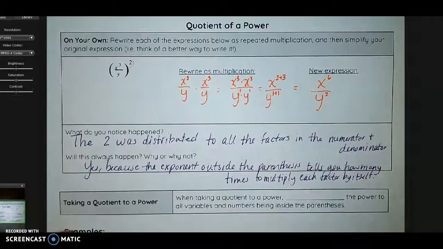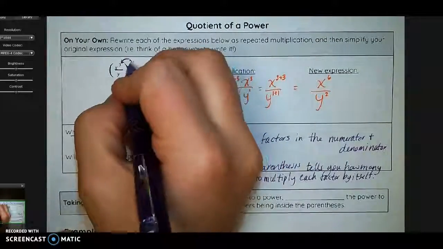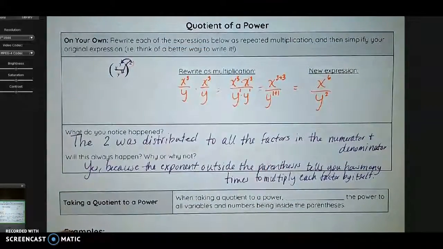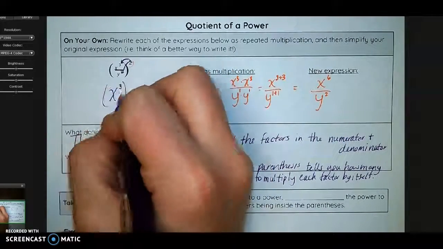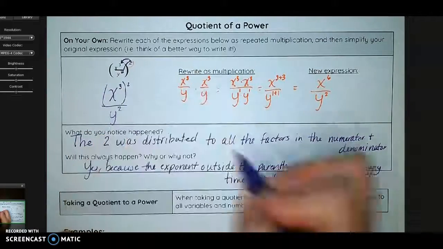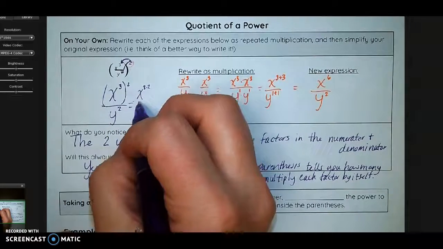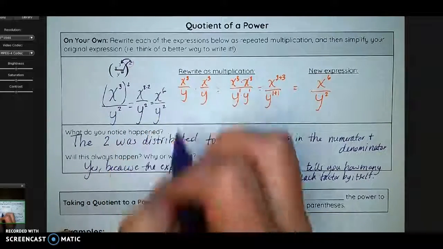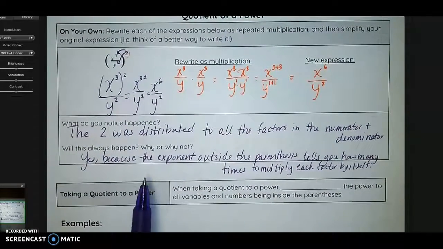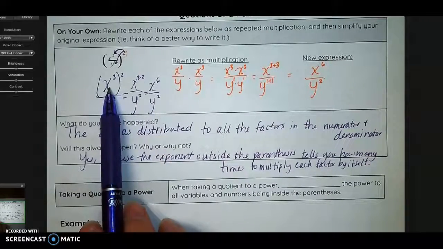All right, so what I noticed was that the 2 was distributed to all the factors in the numerator and denominator. And feel free to pause and write that all down. I know that's a lot to write. So it's like I distributed that 2 to all terms in there. So I could have also thought about this as x to the third squared and then y squared. And we know when we raise a power to a power, we multiply those to find our answer. And this will always work because that exponent outside the parentheses tells you how many times to multiply each factor inside by itself.